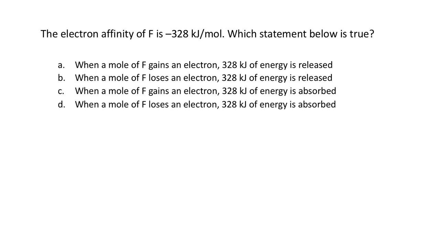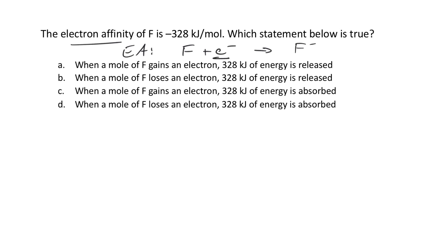So the electron affinity of fluorine, we're told here, is minus 328 kJ per mole. Which statement is true? Well, let's first think about what electron affinity means. The energy here is for this reaction. It's fluorine absorbing an electron to go to F minus. This is our electron affinity reaction. So it's the electron being absorbed by the atom.